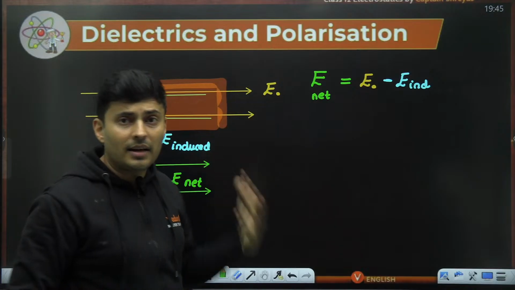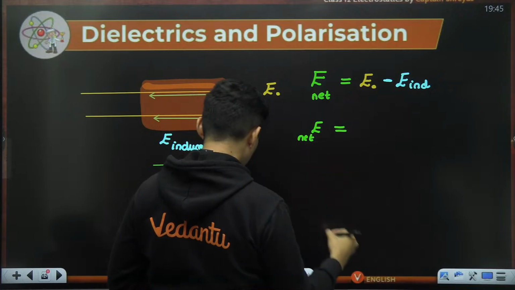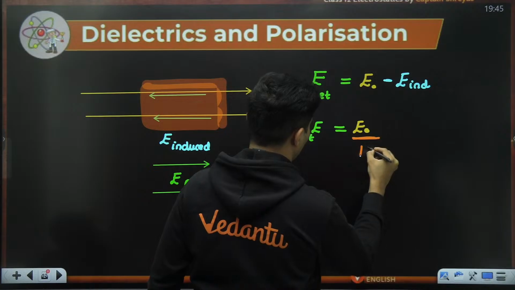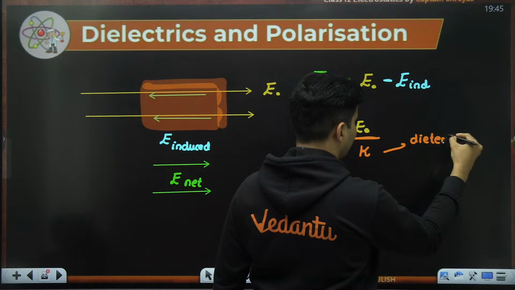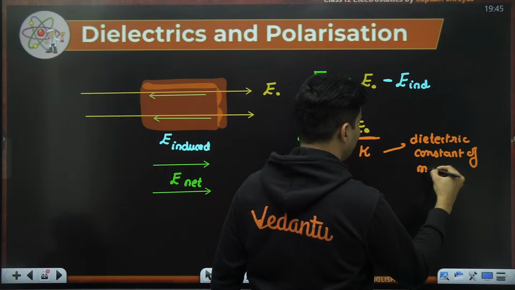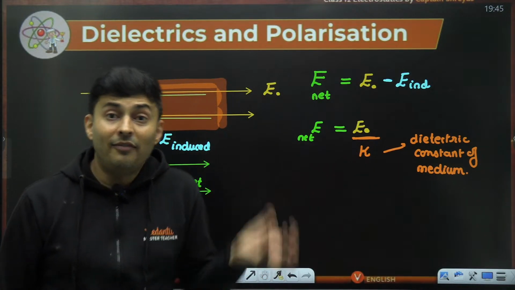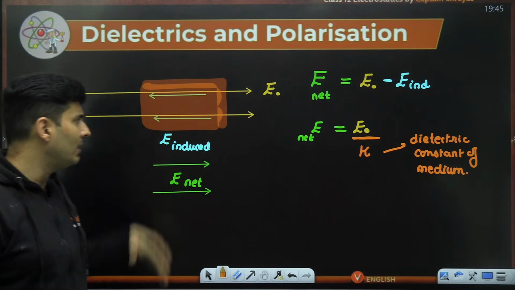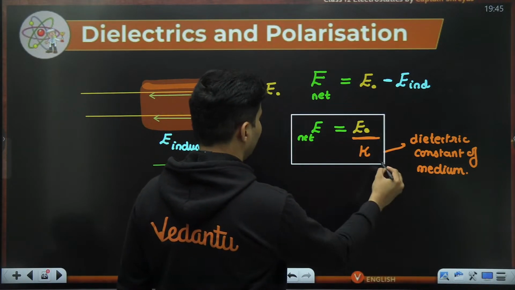The factor by which it reduces: if I have to write, our net electric field is equal to the external electric field divided by some number. This is not the Coulomb constant. This is called the dielectric constant of the medium. This tells me the factor by which the field intensity, the strength, reduces inside that medium, like glass, wood, rubber, whatever it is. So a very, very important formula.